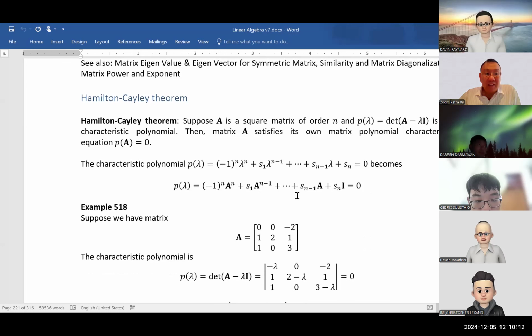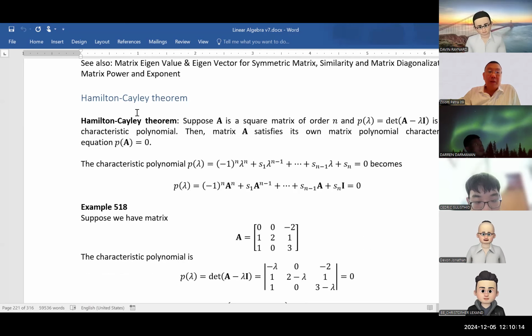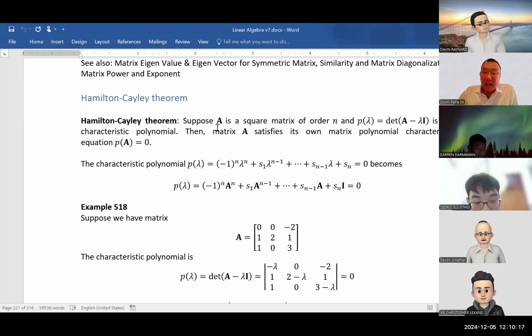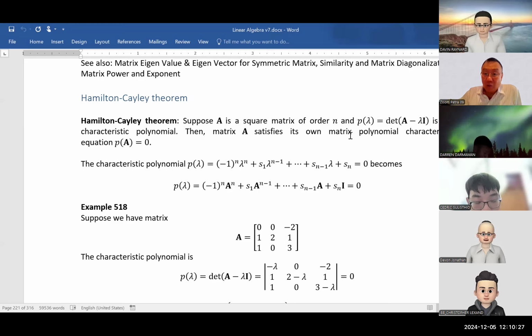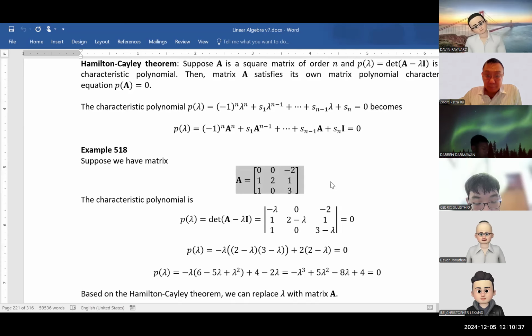So this one is the Cayley-Hamilton theorem. Suppose A is a square matrix of this order, and P is the characteristic polynomial. Then matrix A will satisfy its own matrix characteristic polynomial, P(A) equals 0.